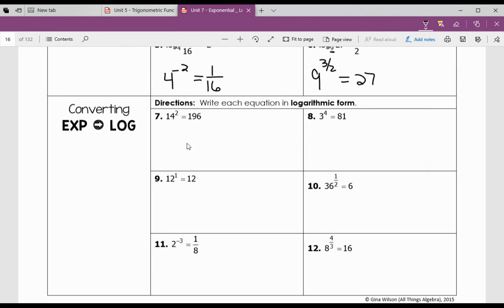So, always start with the base. So we're going to start with 14. Log, and then you're going to drop that 14 down just a little bit like all these other bases were up at the top. Go full circle. Log base 14 of this number, 196, equals 2. So log base 14 of 196 equals the exponent. The exponent is always over there where the equal sign goes. Start with your base. Log base 3 of 81 equals the exponent 4.